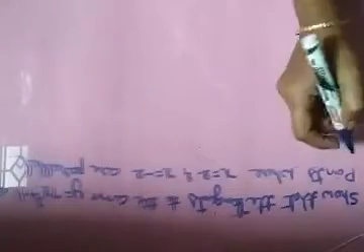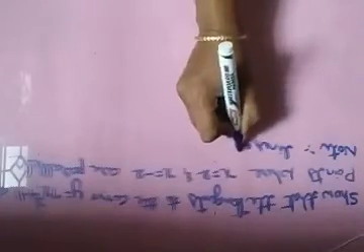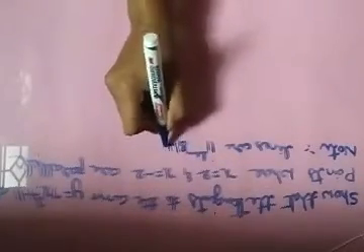So parallel means the slopes are equal, isn't it? So note, when the lines are parallel, slopes are equal. M1 is equal to M2, isn't it?